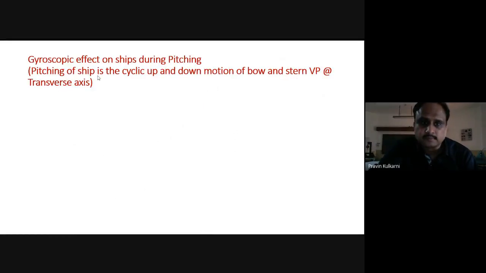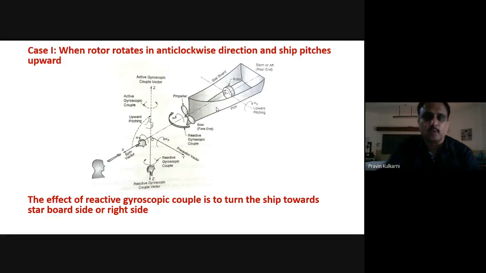Now pitching. Gyroscopic effect on ship during pitching. Pitching of ship is the cycling up and down of bow and stern, in the vertical plane about the transverse axis. Now, what is the case? When the rotor is rotating anti-clockwise, ship pitches upwards. No confusion at all. No scope for confusion for anti-clockwise spinning.